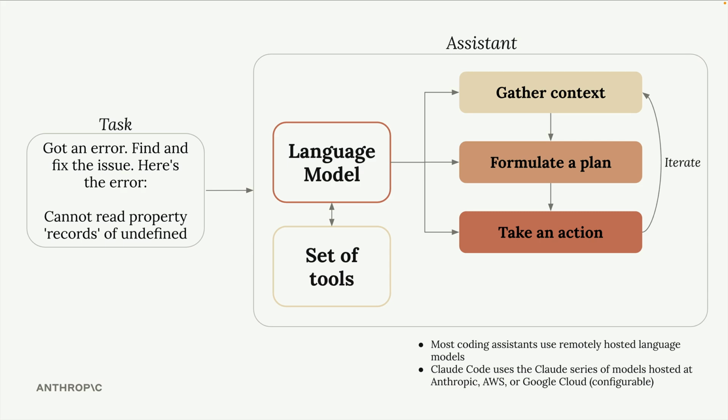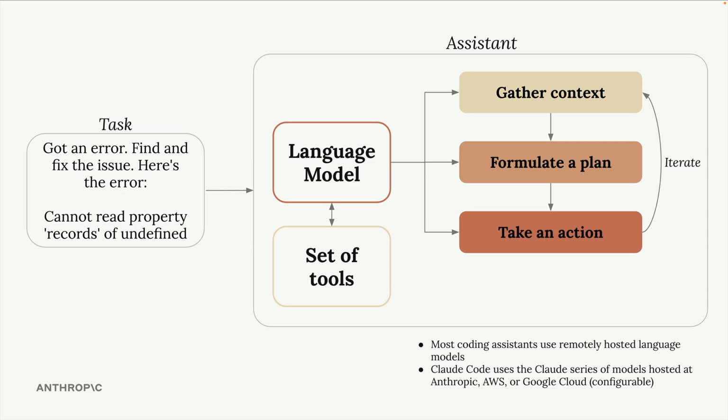It first might need to gather context by understanding what the error is referring to, what area in the codebase is throwing the error, and what files seem to be relevant. Once it has gathered that information, it then needs to formulate a plan on how it will actually accomplish the task. In this case, it might decide to change some code and then run or write a test to verify that the issue is actually fixed. Finally, it will take an action.